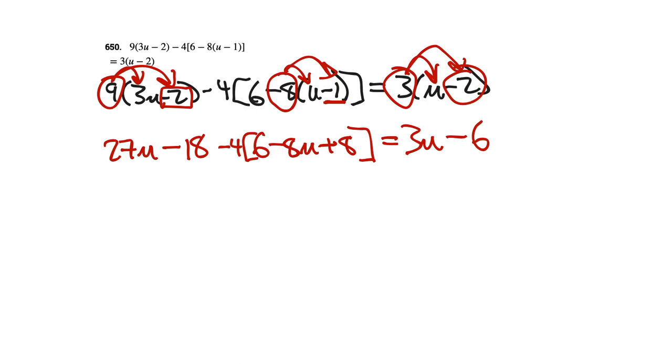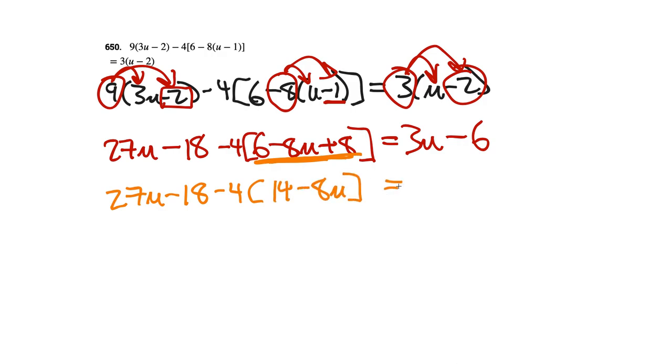So what we want to do is definitely collect like terms within this bracket. So everything else is just hang and chill for right now. And so we've got 6 plus 8. Cool. I know that one. That's 14 minus 8u inside the brackets there, or grouping symbols if it's a different generation.